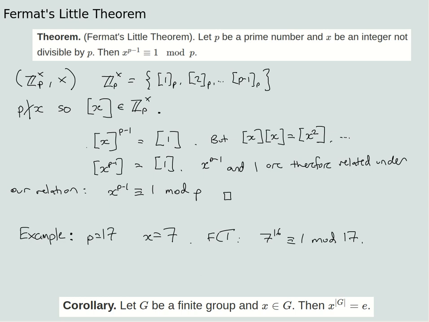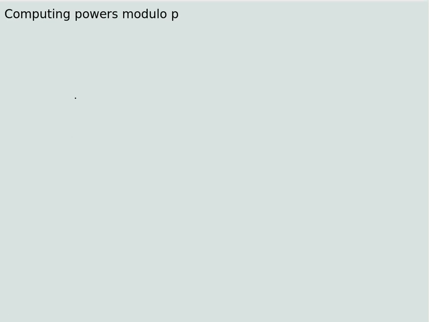Let's look at the kind of application, the kind of result that we can get by applying Fermat's little theorem. One of the useful things you can use it for is computing large powers modulo a prime. So let's consider the problem of looking at 7 to the power 1000 modulo 17. It's going to be congruent to one of 0, 1, 2, up to 16 modulo 17, but the question is which?